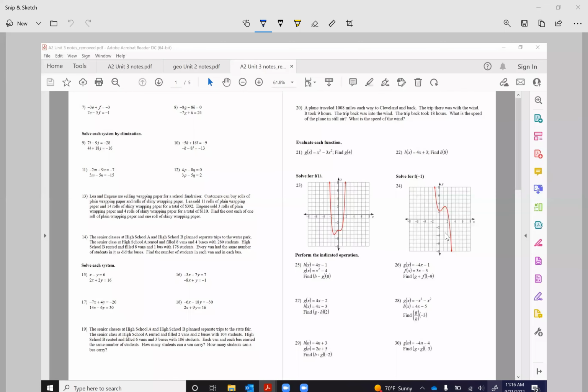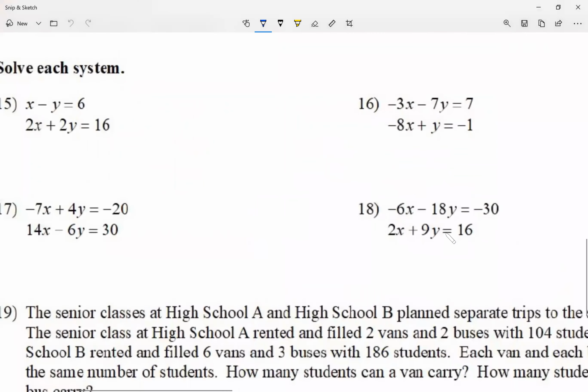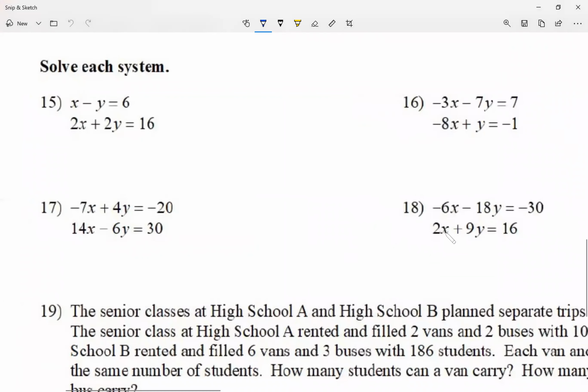Right, so we're going to review solving systems of equations. A system of equations is basically when I have two letters, and I want to find the value of both letters. So let's take a look. Solve each system of equations. So question number 15. We can do this by graphing, by elimination, or by substitution.